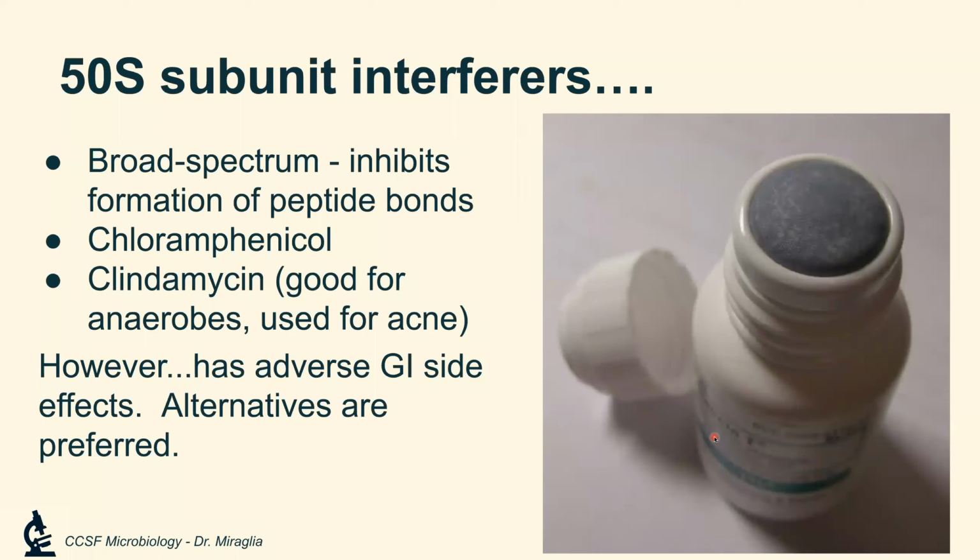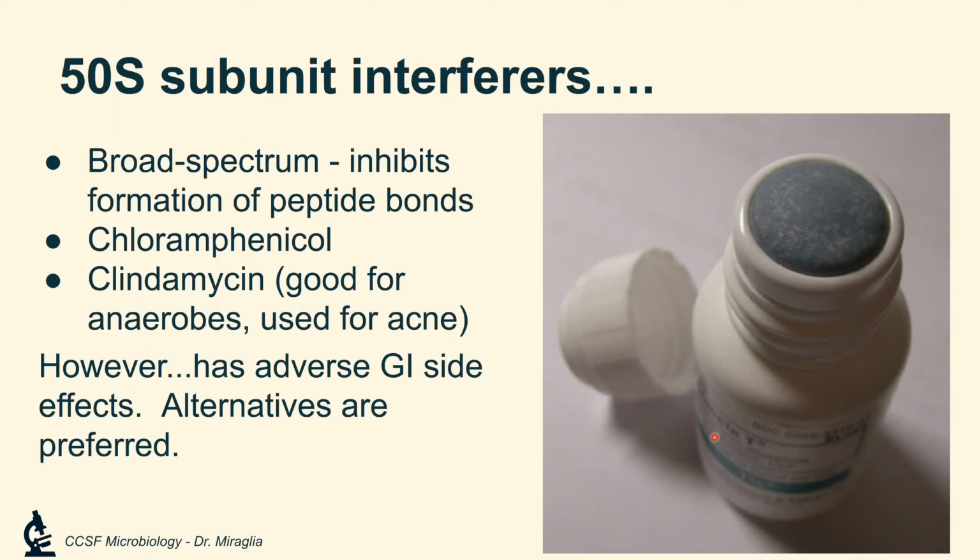Some examples of 50S subunit interferers: chloramphenicol is a really good example. They're broad spectrum. All bacteria make proteins, and all bacteria have 70S ribosomes, so it makes sense that these would be broad spectrum.